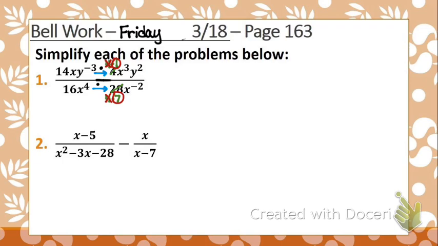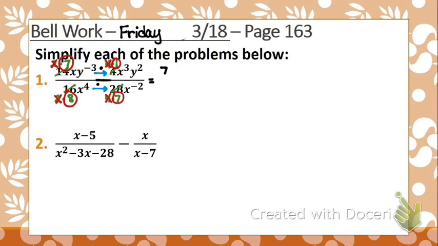14 and 16. 14 is 2 times 7. 16 is 2 times 8. So I see that my 2's will cancel out. I've got a 7 and an 8 left. So I'm just going to bring this over here and write down what I've got left over because I don't want to get too much going on the screen. If you do it all in one spot on your paper, cool.